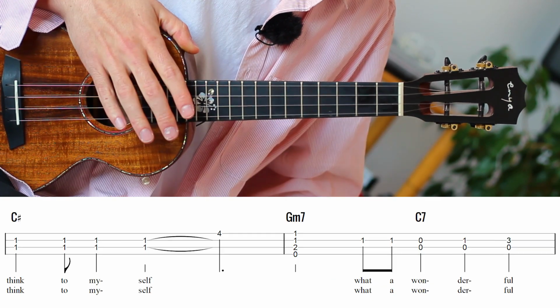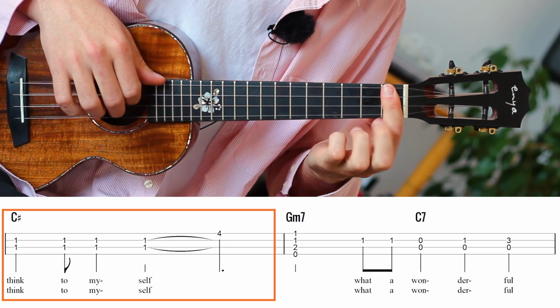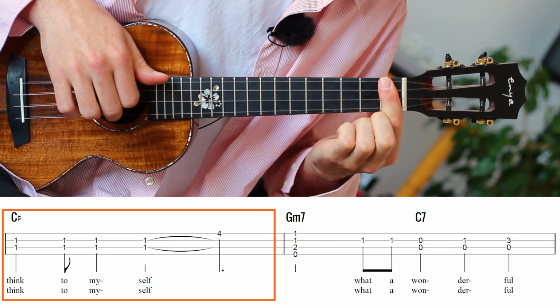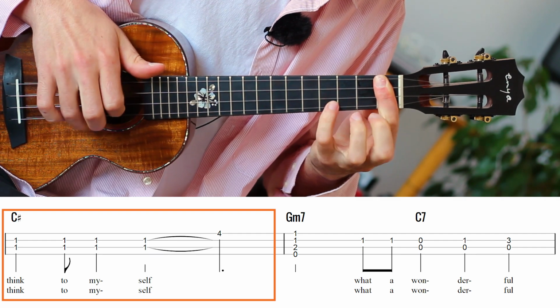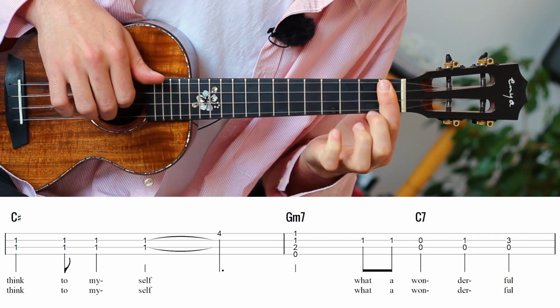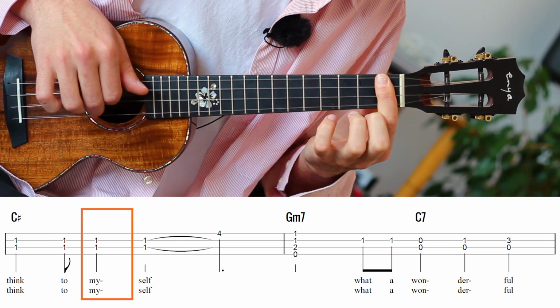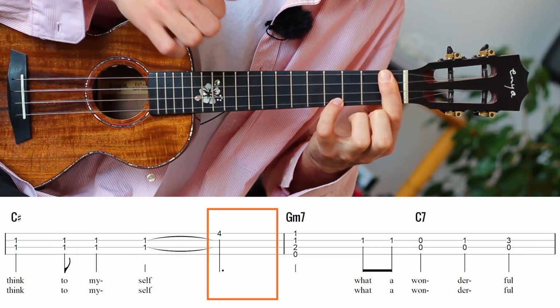Okay, and then we go to the C sharp. I'm barring on the first fret, but I'm playing just the C and E string. All right, 1, 2, 3, 4, 5, 6.